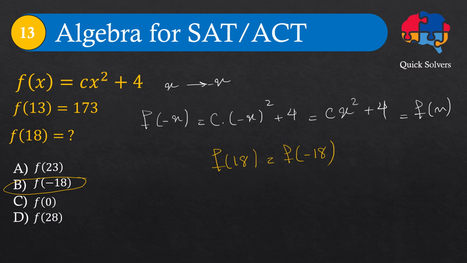Another solution can be replacing x squared by 13, because we have this, and from that we can get what c is, which is 1 in this case, and then try to find what f of 18 is. And when we found that, then we should try to calculate f of 23, f of minus 18, f of 0, and f of 28, which is actually not the best way to find the answer.